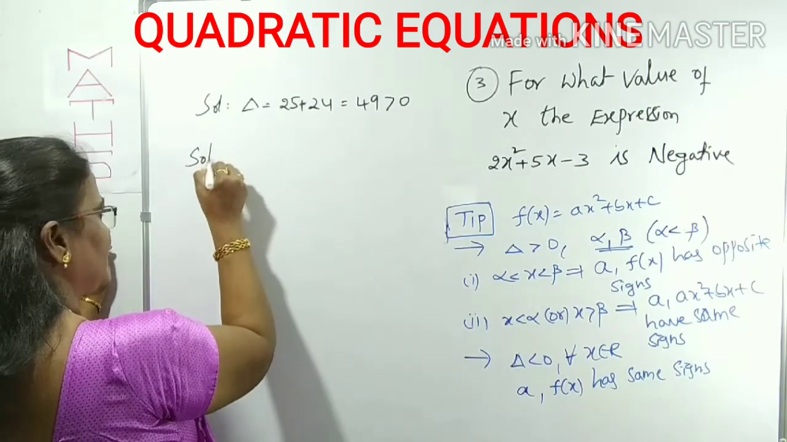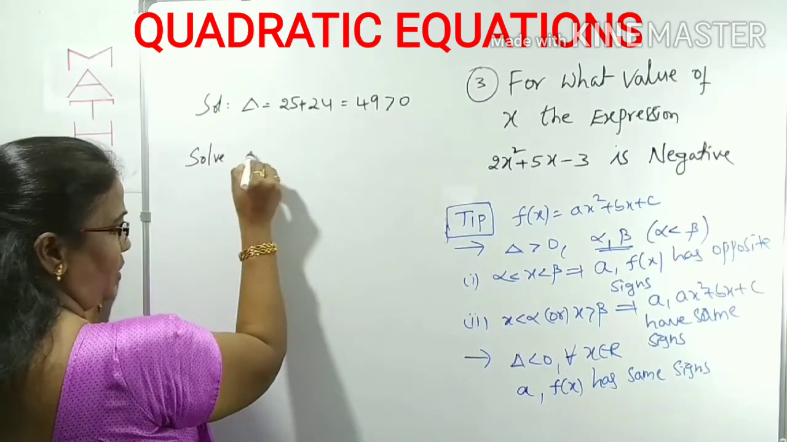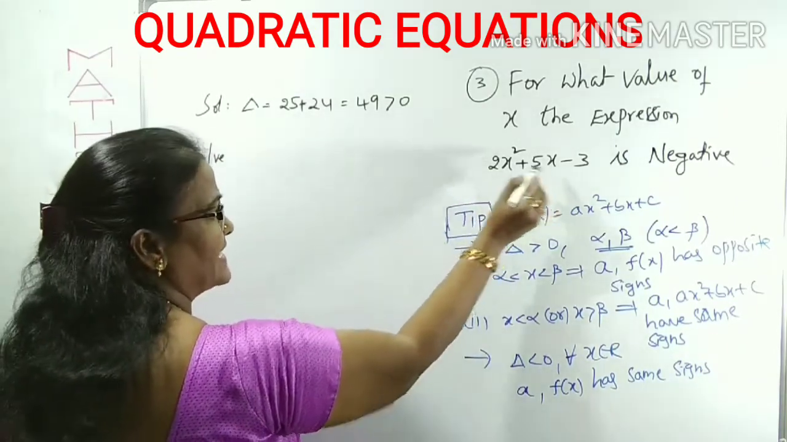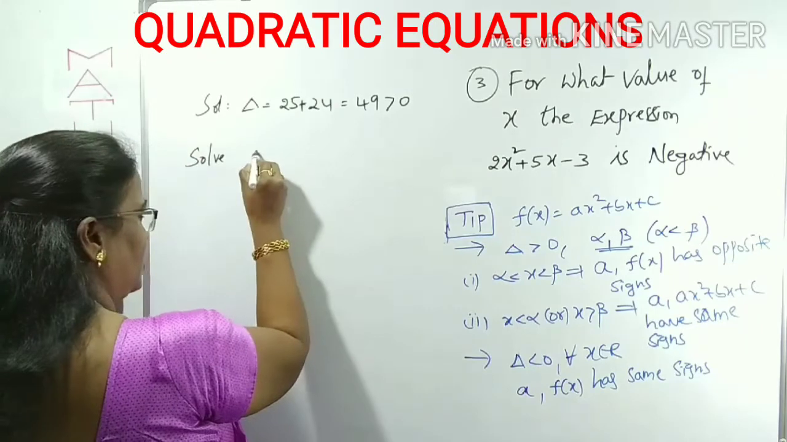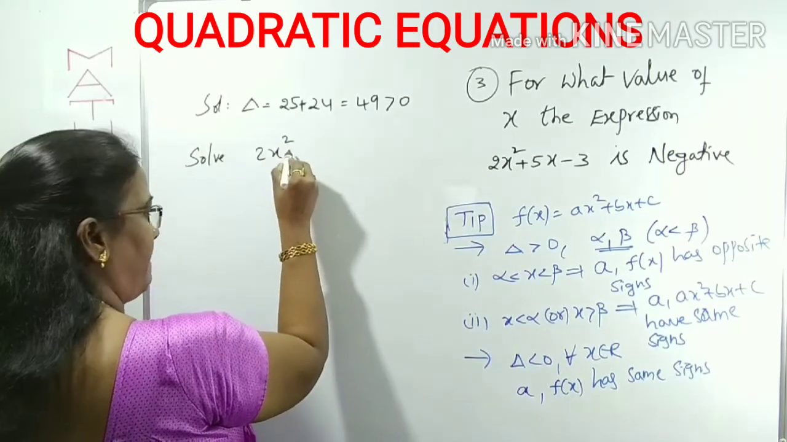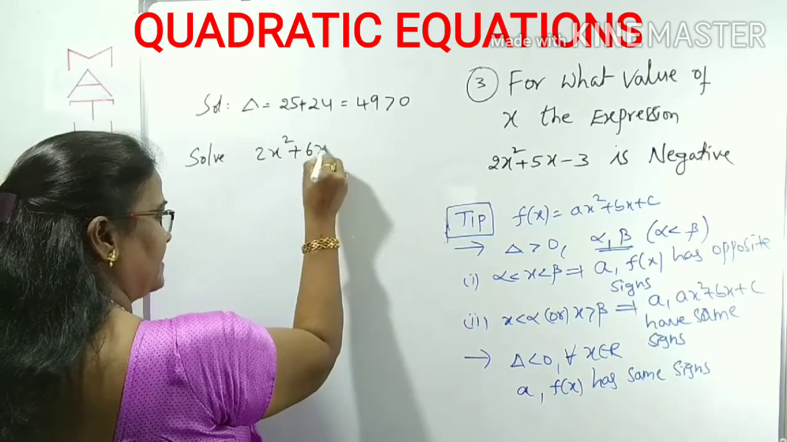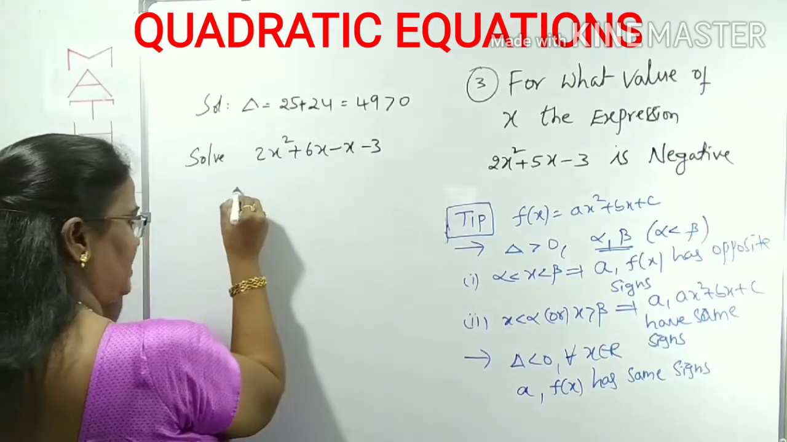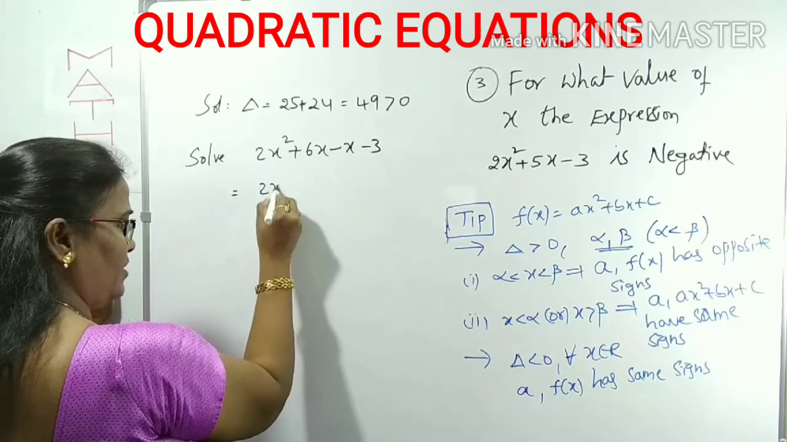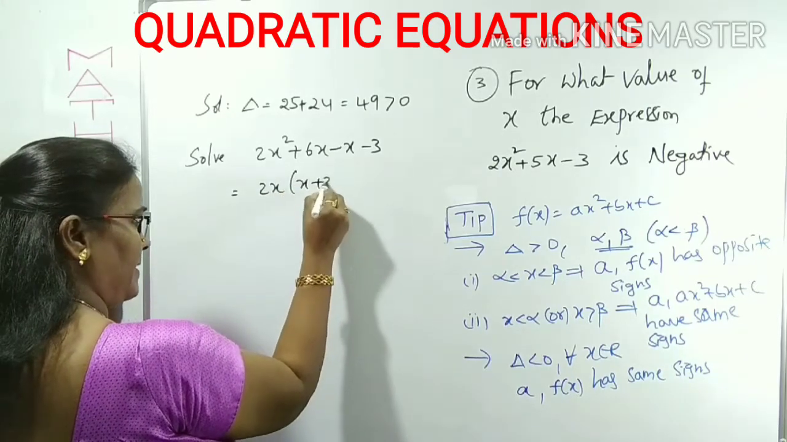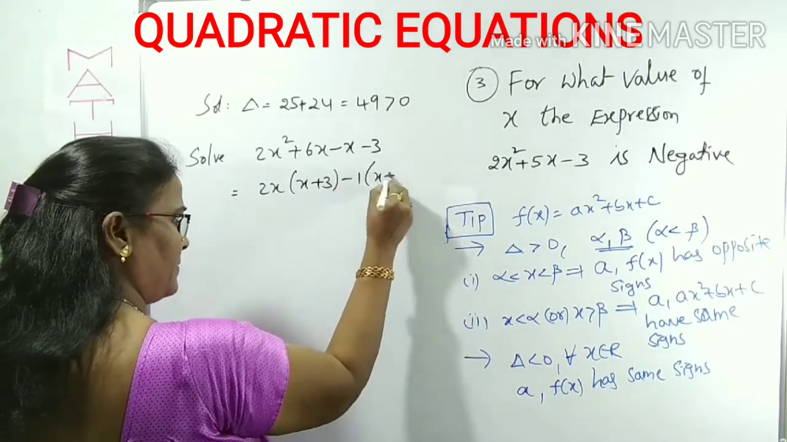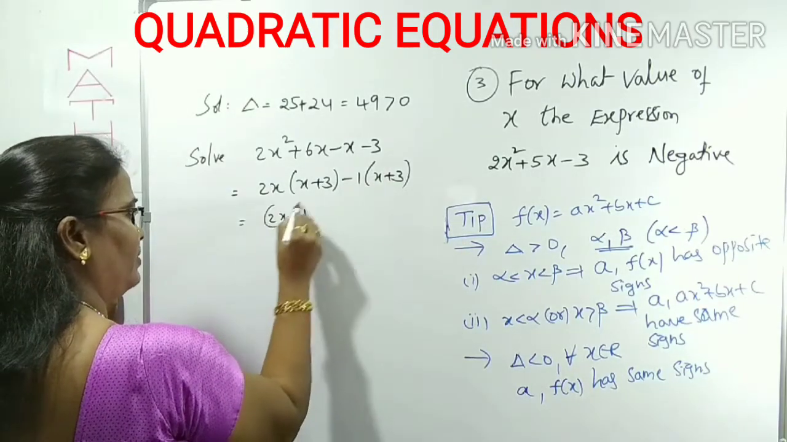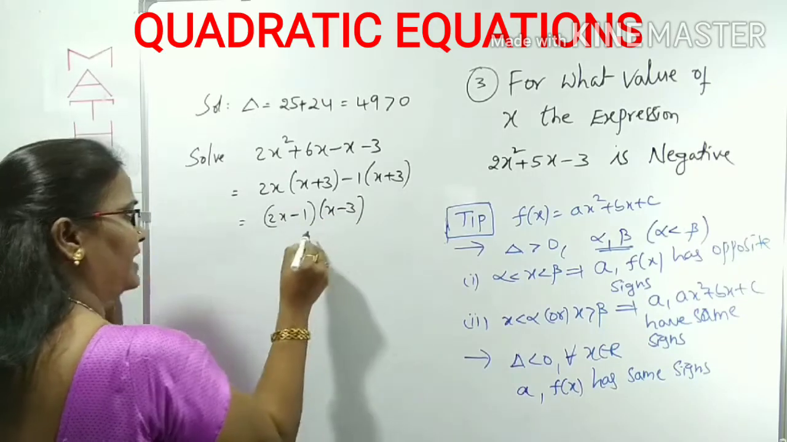For solving, this is 2, 3, 6. 5 you can write as 6 minus 1 because the product is minus 6. So 2x square plus 6x minus x minus 3. The expression we can factorize: 2x common, x plus 3, minus 1 common, x plus 3. There will be factors 2x minus 1 and x plus 3. What are the factors? X plus 3.